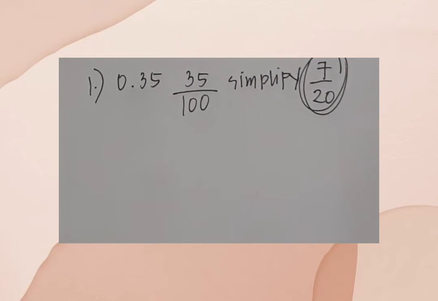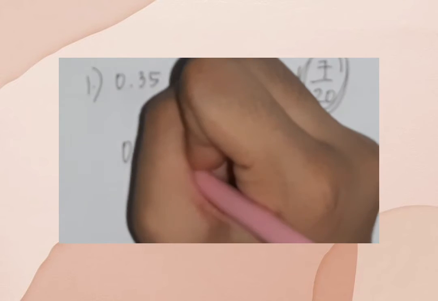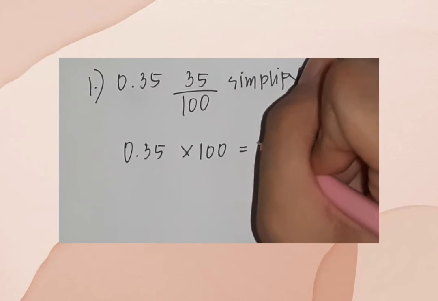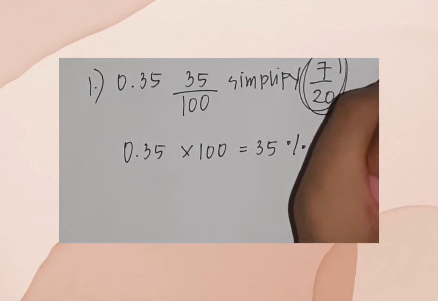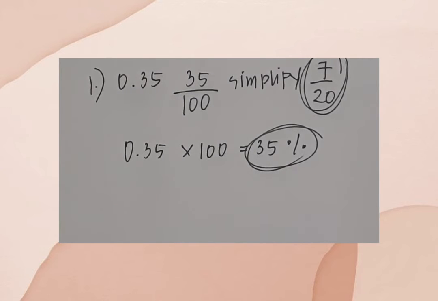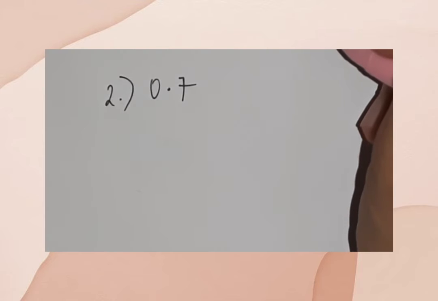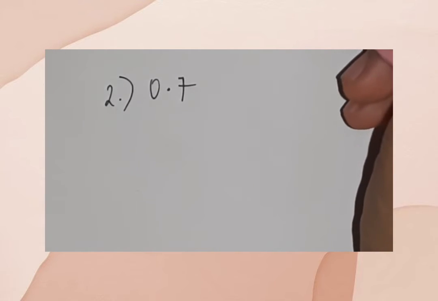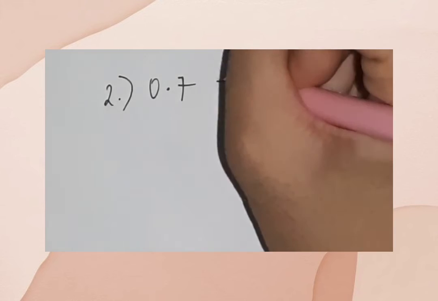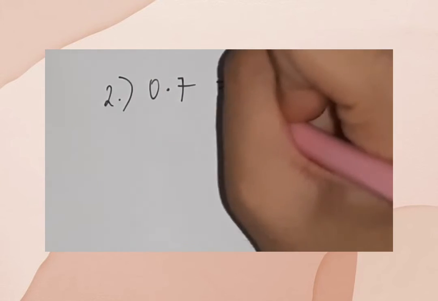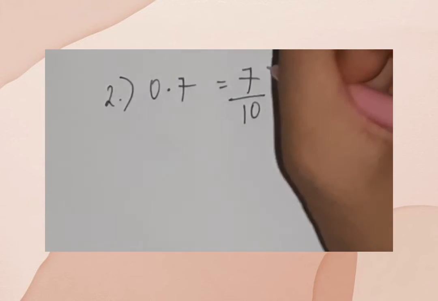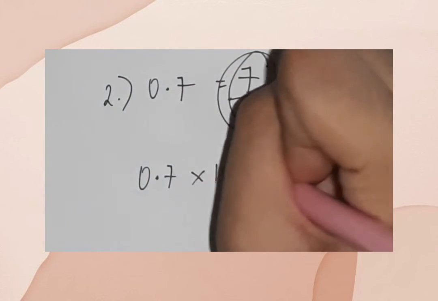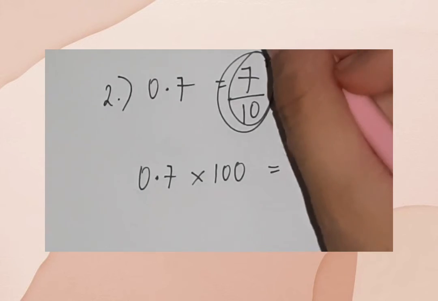Now, to get the percent form, 0.35 times 100 is equal to 35%. Second example, 0.7. The fraction form of 0.7 is 7 over 10 since we don't have to simplify it. Then, to get the percent form, we need to multiply it by 100. 0.7 times 100 is equal to 70%.